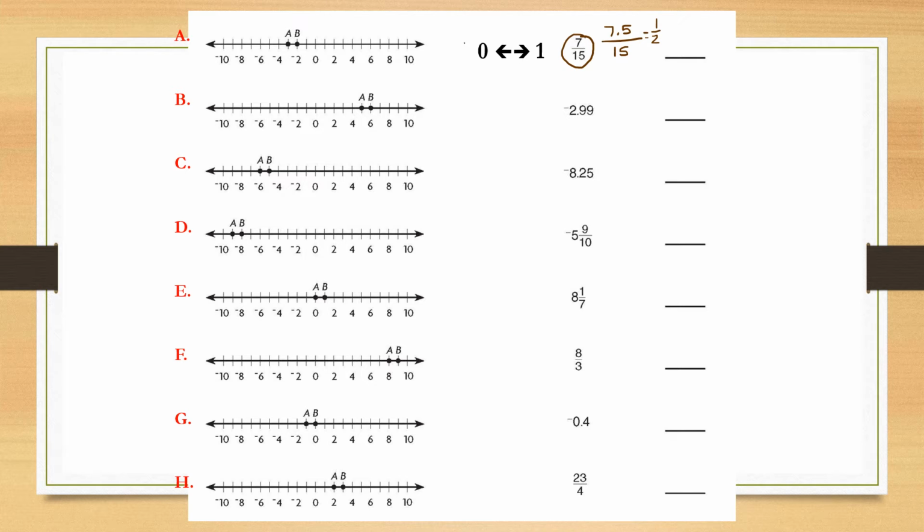Number line E, right here, shows us 0 and 1. Now, 7 is less than 7.5, so it's less than 1/2, which means that it is closer to 0. So that would be point A. So 7/15 is closer to point A on our number line.